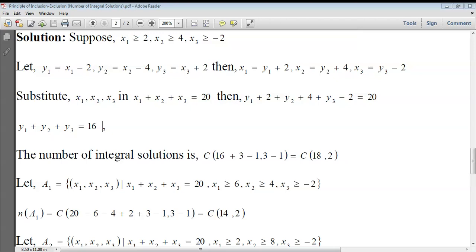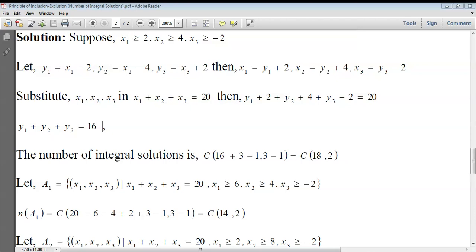Now let us take A1 as the number of solutions with the condition x1 greater than or equal to 6, x2 greater than or equal to 4, x3 greater than or equal to -2. Okay, so let us find the number of integer solutions for this possibility. So A1 represents the set of all solutions x1, x2, x3 under the condition x1 greater than or equal to 6, x2 greater than or equal to 4, x3 greater than or equal to -2.